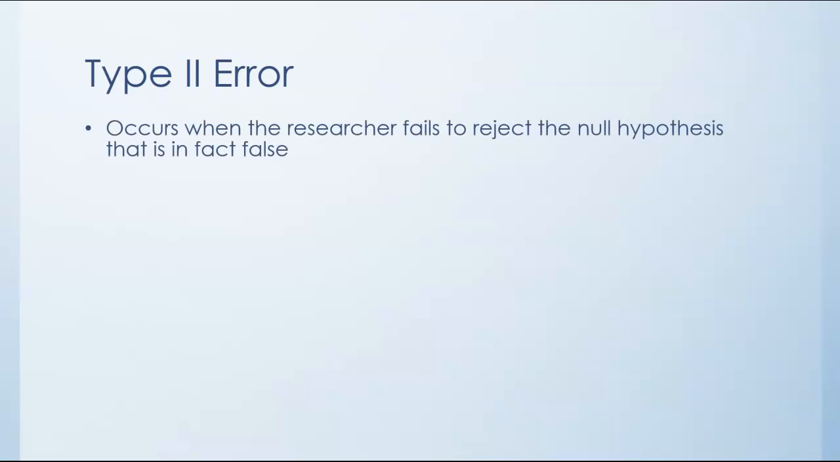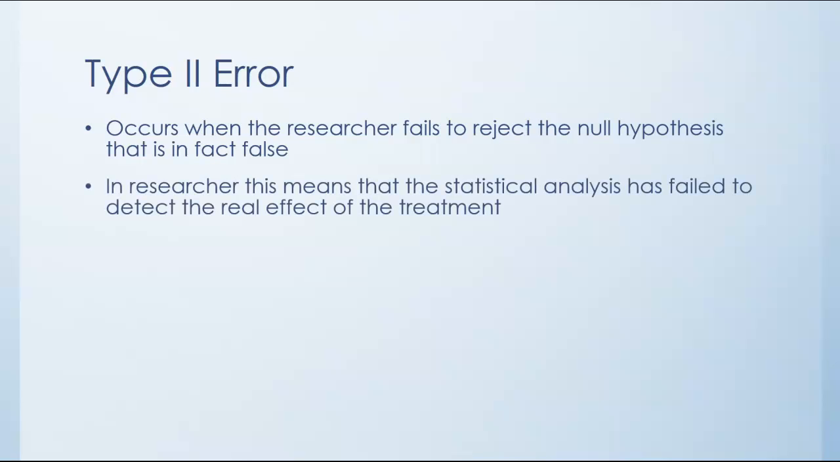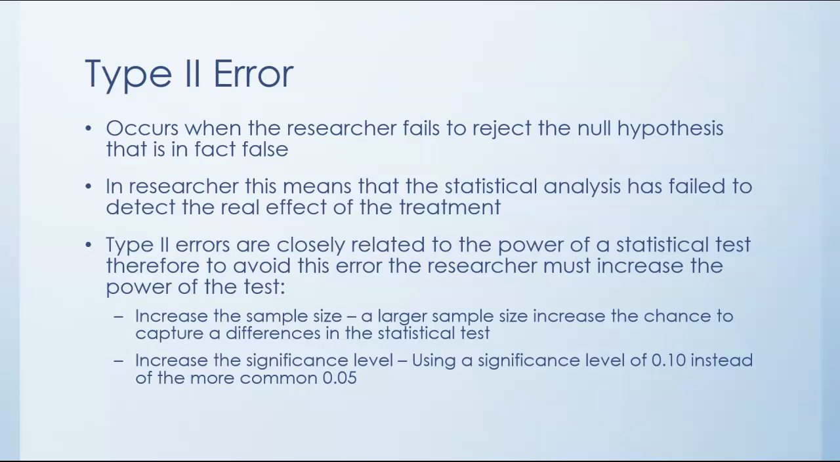Okay, my type 2 error, this occurs when the researcher fails to reject the null hypothesis when they should have rejected it. Okay, so this means that the researcher did not detect an effect of the treatment when a treatment was effective. Okay, so there was significant evidence to reject the null hypothesis, and the researcher says, nope, it didn't work.